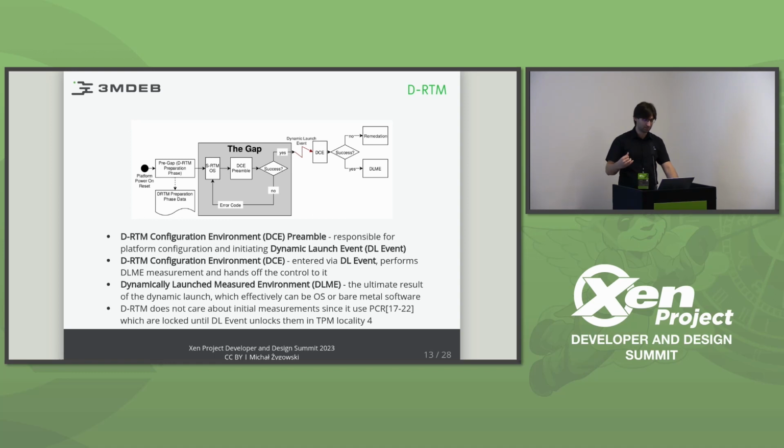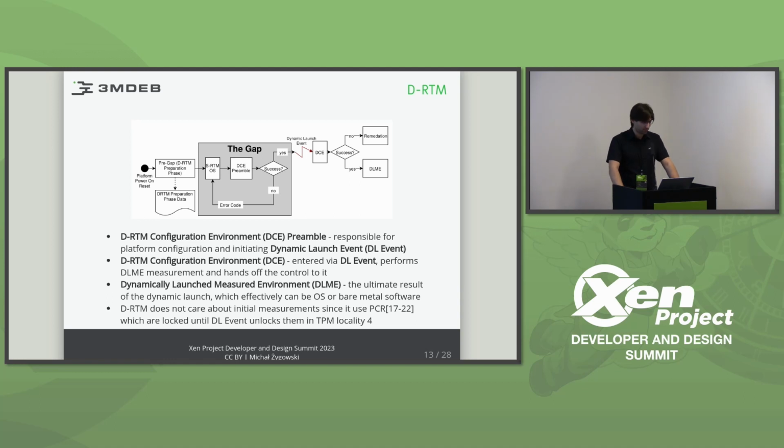It is measured by the hardware. When we execute this security instruction, the hardware takes this DCE, opens the TPM locality 4, and measures this blob into DRTM PCRs. And when it is done, the controllers hand off to the DCE, and the DCE is then instructed to measure our target software based on the parameters, for example, those we have fed inside the preamble. After the measurement is done, the execution is handed off to our target software.